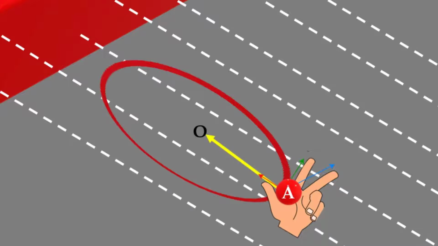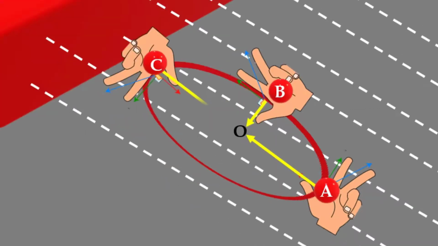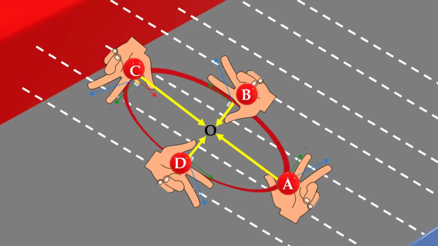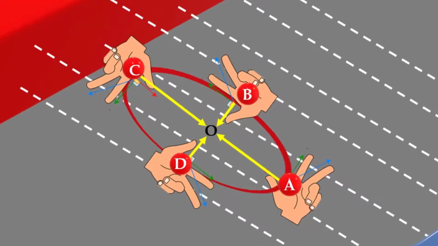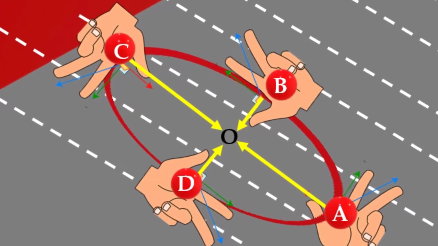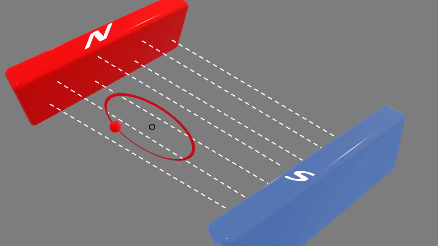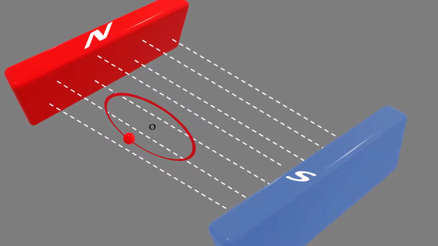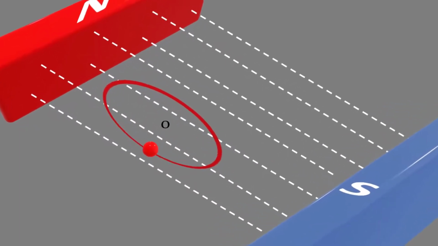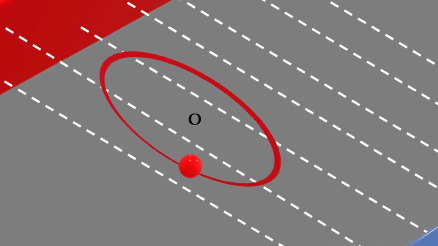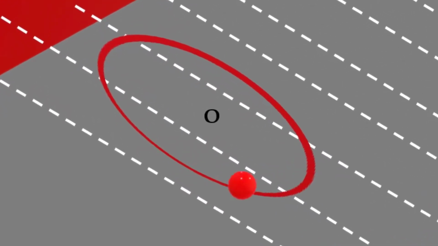In the same way, the particle at B, C and D will also experience the same inward force towards O. So, the particle travels in a circular path with center O. Because of the velocity component which is perpendicular to the magnetic field, the particle will follow a circular path.